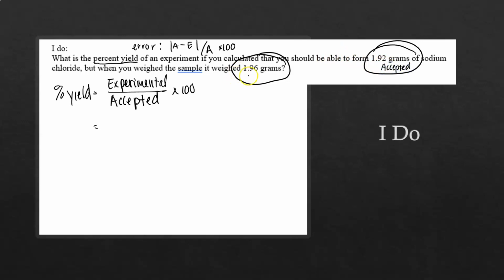And then from the experiment, we got 1.96. So on top we would have 1.96 grams divided by 1.92 grams times 100. And doing the math for this, you should get about 102%.